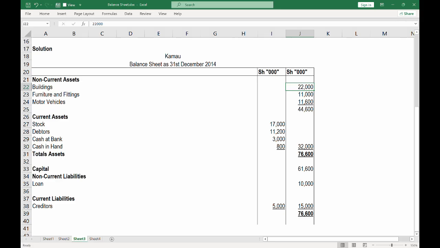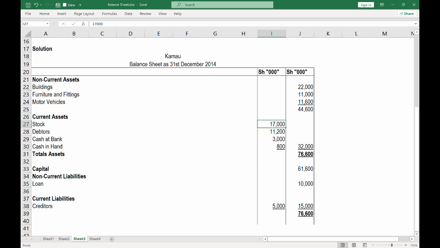You have building, furniture and fittings, and the motor vehicle. So we add them together. We shall get a total of 44,600. Then you have the current assets. We shall study the order of liquidity: stock, debtors, cash at bank, cash in hand. So we also add them. So both non-current assets and current assets, after adding them together, we shall get the total assets of 76,600.